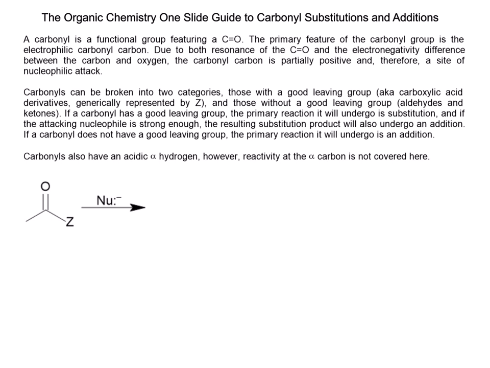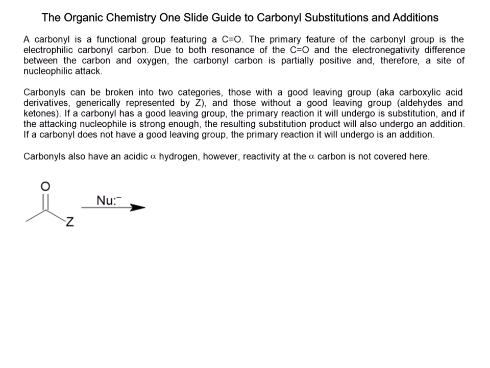Carbonyls can be broken into two categories, those with a good leaving group. These are also known as the carboxylic acid derivatives, and we generically represent the good leaving group with a Z. And those without a good leaving group, which are aldehydes and ketones. If a carbonyl has a good leaving group, the primary reaction it will undergo is substitution, and if the attacking nucleophile is strong enough, the resulting substitution product will also undergo an addition. If a carbonyl does not have a good leaving group, the primary reaction it will undergo is an addition.